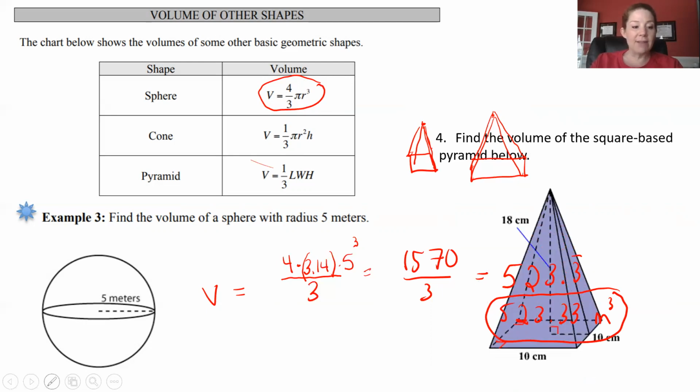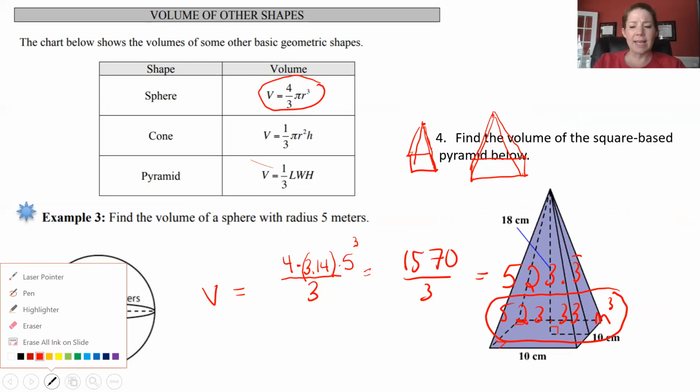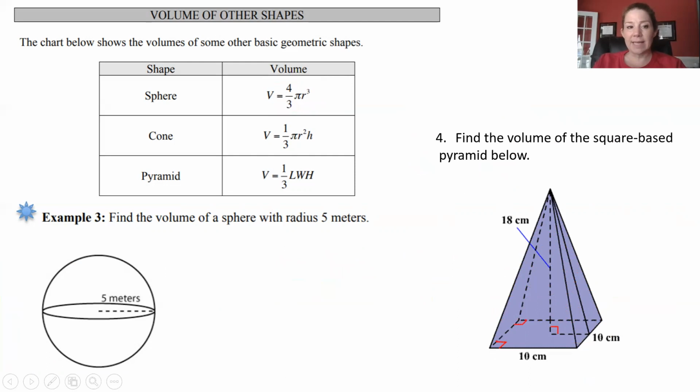All right, so here we have a square-based pyramid. So a square-based pyramid right here on the bottom. Our length, width, and height, since it's a square base, the length and the width are the same. And the height of the pyramid is 18. So we're going to think of length, width, and height as a fraction, and we're going to multiply 3 times 1 times 1 times 1. So our denominator is just a 3.